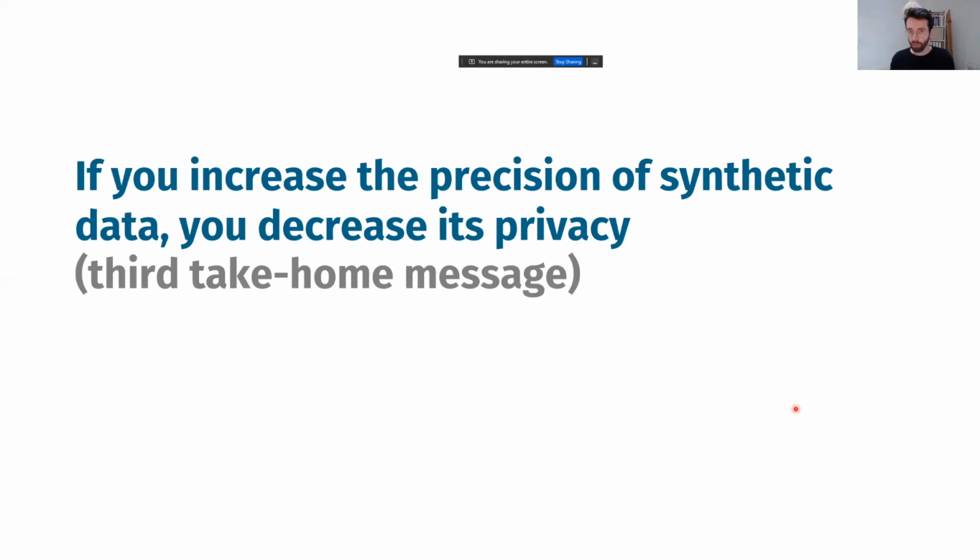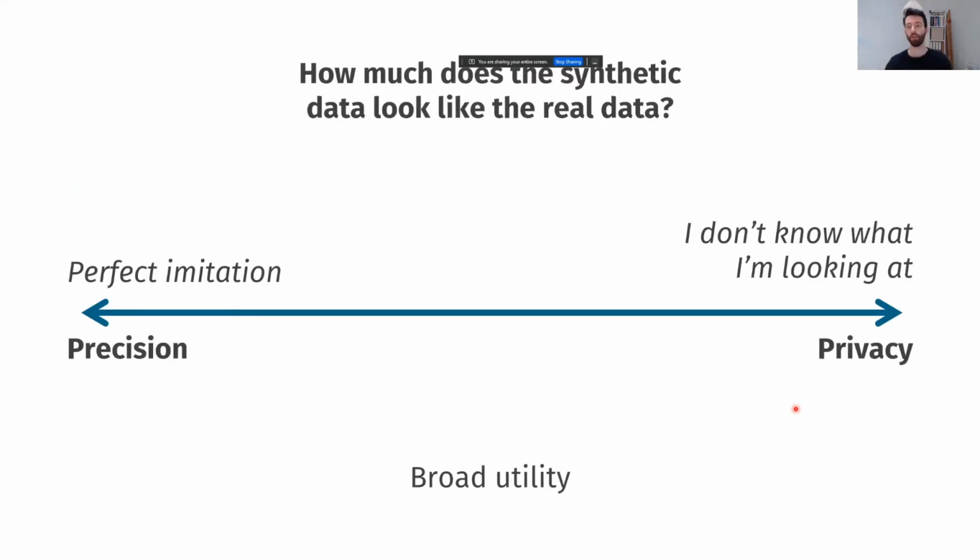So if you increase the precision of your synthetic data, i.e. how well it looks like the original data, or how well your analyses on the synthetic data reproduce those on the original data, then you decrease its privacy. And this is the third really important take-home message. So let's look a bit at this continuum.